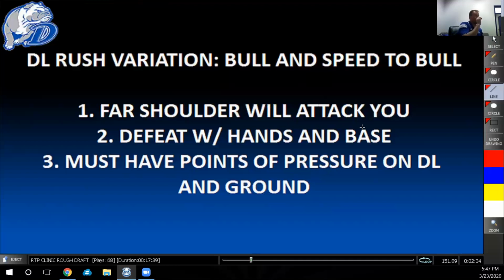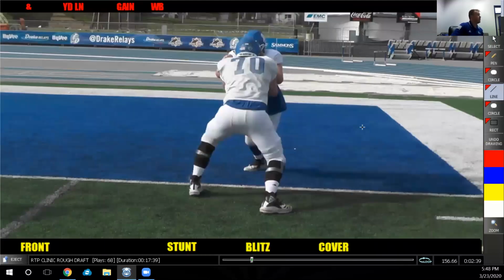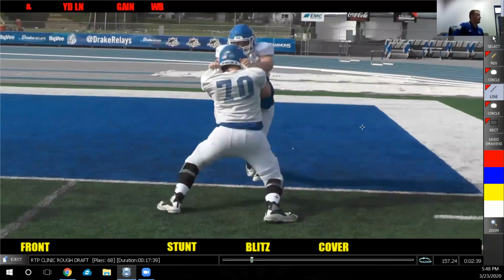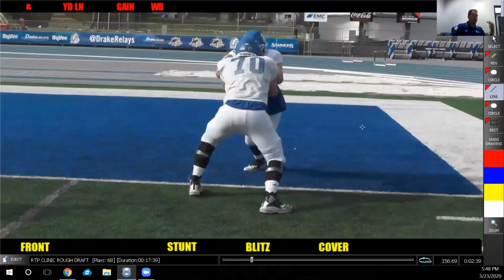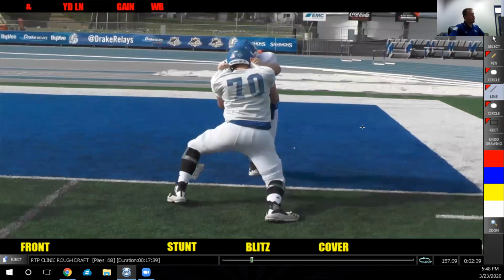So, again, like I said, you have to have points of pressure on the D lineman and on the ground to be able to apply force. I mean, that's just like physics, you know what I mean? So again, we're going to start locked in. I don't teach a hop necessarily back like some guys do. You're going to move your feet backwards, but I don't want two feet off the ground ever because I think you're going to get your ass put in the dirt.